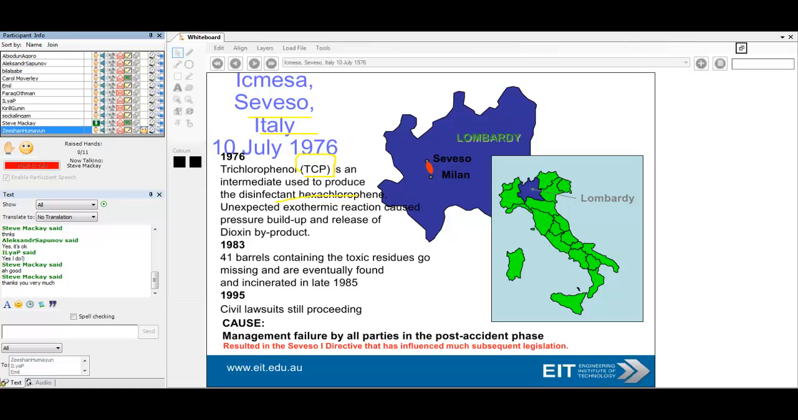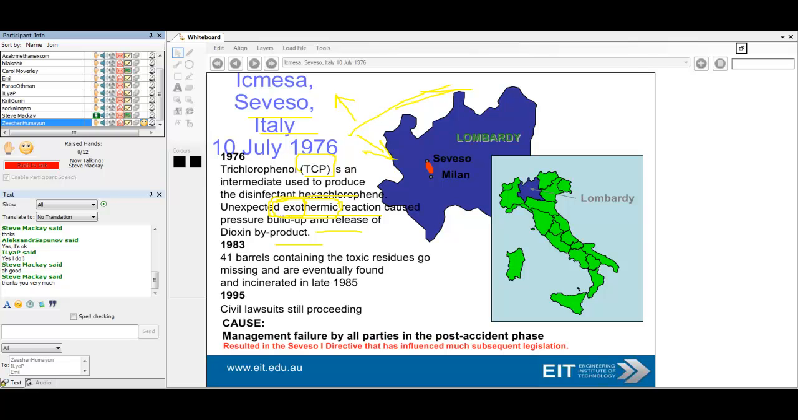So TCP is another thing. It's a disinfectant. An exothermic reaction. Can anyone tell me what an exothermic reaction is? Very bad reaction, but what's an exothermic reaction? Carol, over to you. I'm thinking by the fact it's got thermic in it, it's something to do with heat. Carol, you're extremely wise and knowledgeable. Exactly. As Carol says, heat, and exo means out of, so heat is released from the reaction. And of course, if heat's released from the reaction, you can imagine what happens. Heat is released, and 41 barrels containing toxic residues go missing and are found incinerated, but basically a massive explosion.